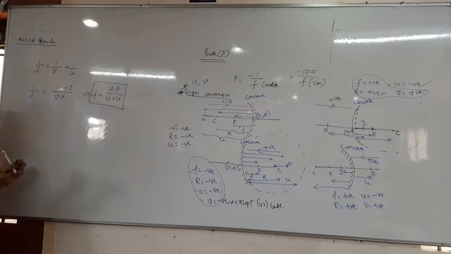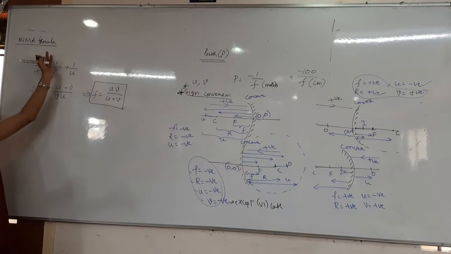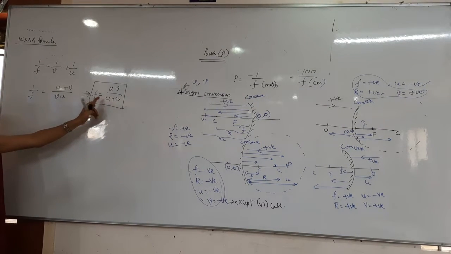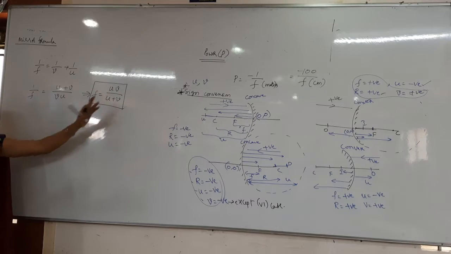For focal length always use this formula only, don't use this one. Except when they have given something like 1 by 10, then you can take directly 2 by 10 only. In all the remaining cases you have to use this only. f is equal to uv by u plus v.